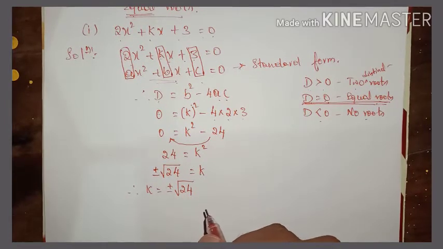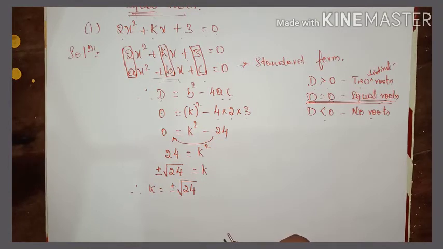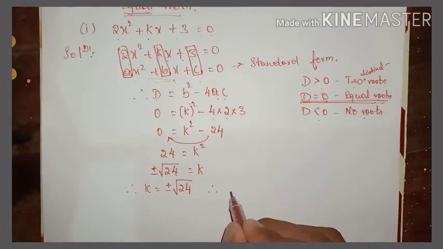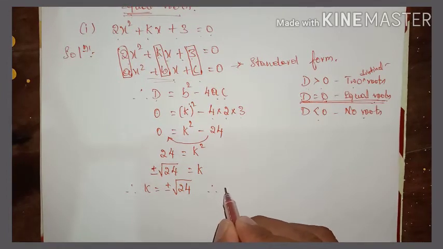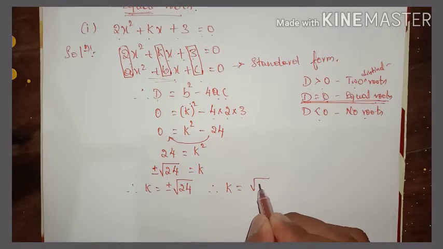It's an equal roots case, right? In the question itself, it is given that it has equal real roots. So we can take only the positive one. The negative we are always going to reject, right? Therefore k is equal to plus square root of 24.